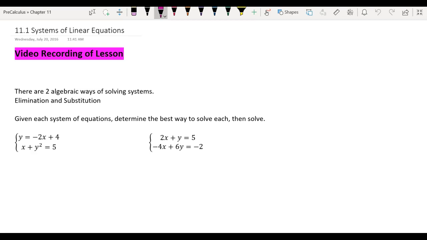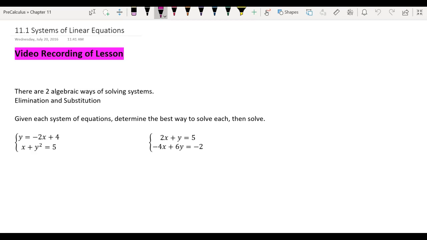All right, 11.1, systems of linear equations. There are two algebraic ways of solving systems. There's elimination and there's substitution. I prefer elimination, but there are certain instances where substitution is the way to go. So given each system of equations, determine the best way to solve each, then solve.